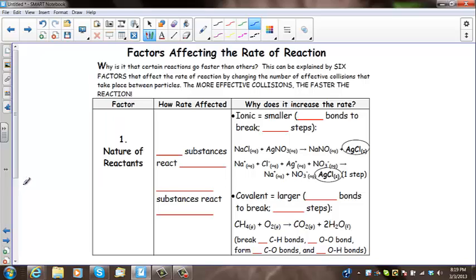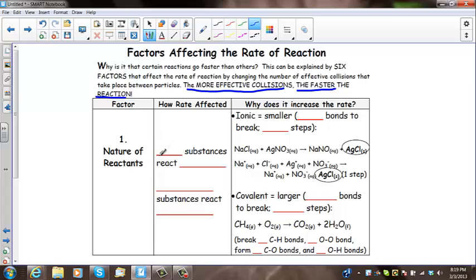What are some factors that affect the rate of a collision? Why is it that certain reactions go faster than others? This can be explained by 6 factors that affect the rate of reaction by changing the number of effective collisions that take place between particles. The more effective collisions, the faster the reaction.